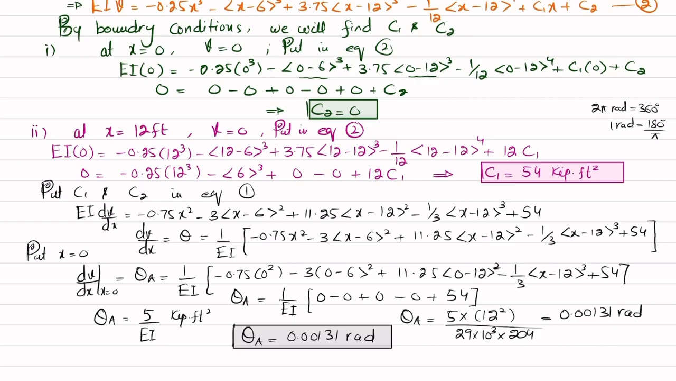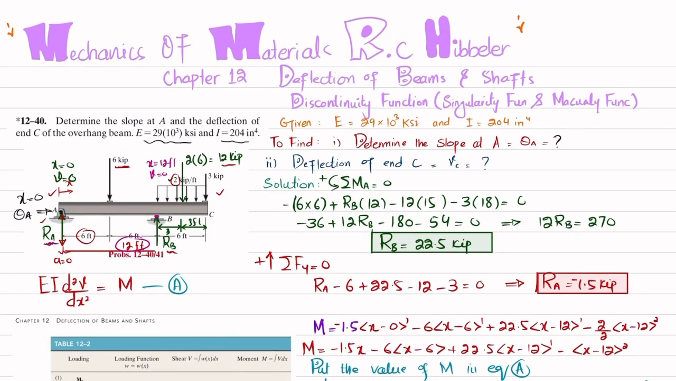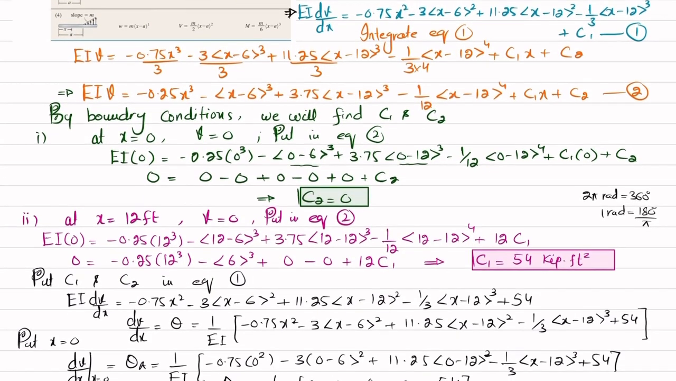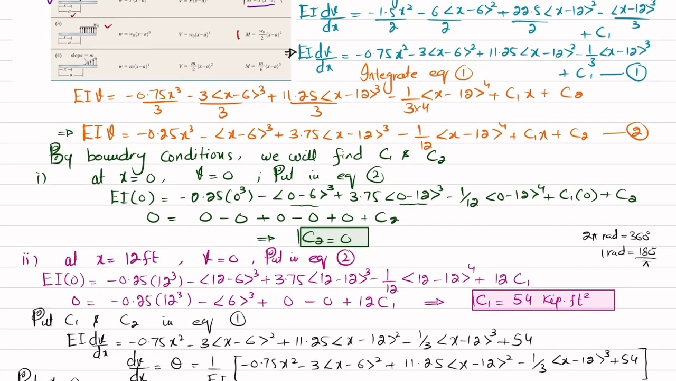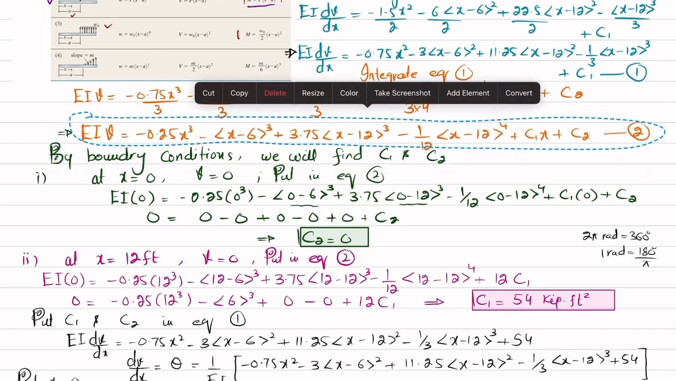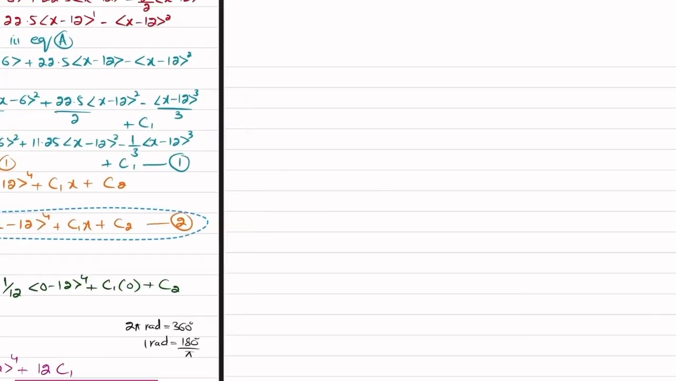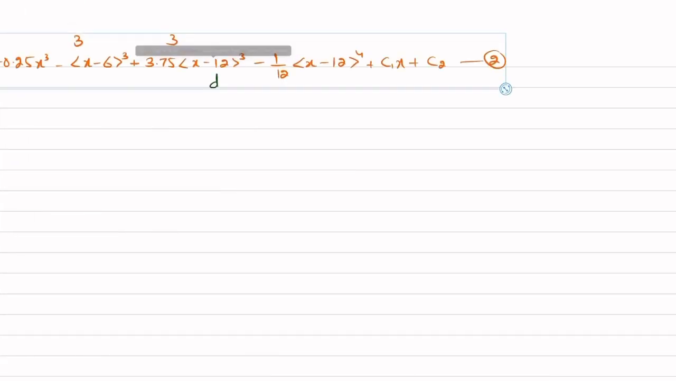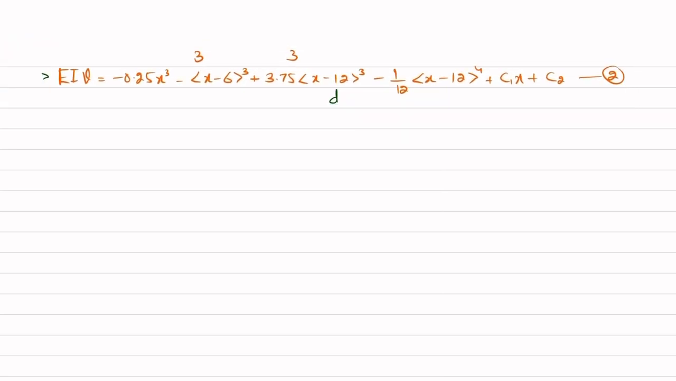Now we will move towards the second part, and in the second part we have been asked to find the deflection at point C. So what we will do is that we will copy equation number 2, and note down the values of C1 and C2. So C1 was 54 and C2 is 0. We'll move to the next page. So this is equation number 2.